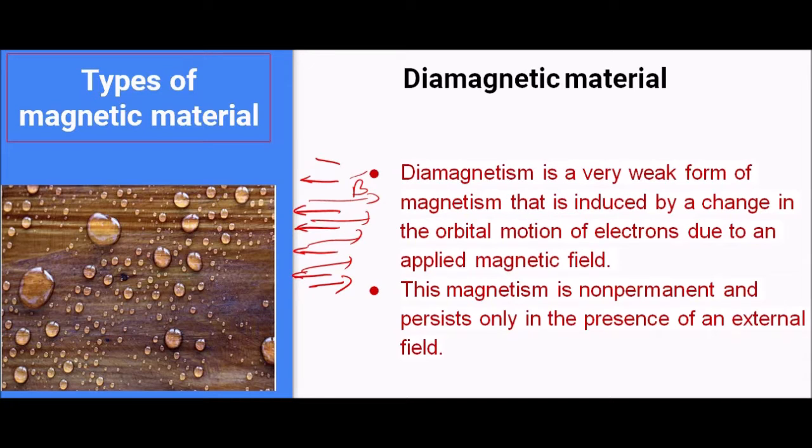So the net magnetic dipole moment inside the material decreases. That means the material has a tendency to expel the magnetic flux. All materials show the diamagnetic property. The ordinary materials are weakly diamagnetic, while superconductors show very strong diamagnetic properties. The magnetic susceptibility is negative for diamagnetic material.